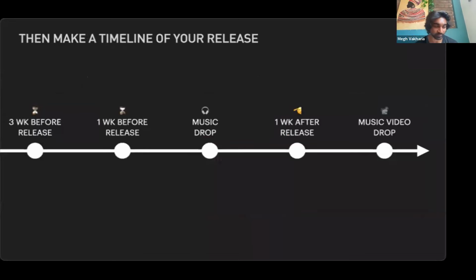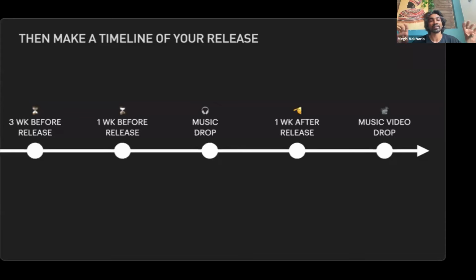This is kind of self-explanatory for a lot of people. You have a timeline for your release. You want to actually schedule out what you're dropping, maybe right before you release, a few weeks before you release, the week of release, a week after your music video drops, whatever. It's different for every artist and every release, but put it on a timeline so you actually know when things are coming out.